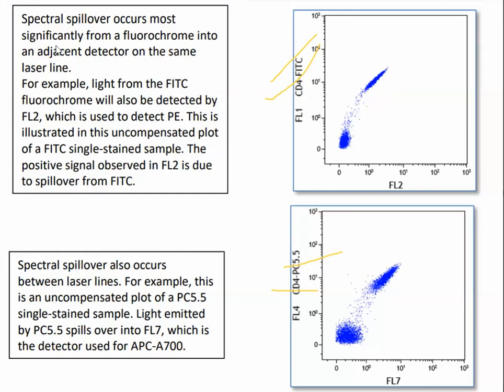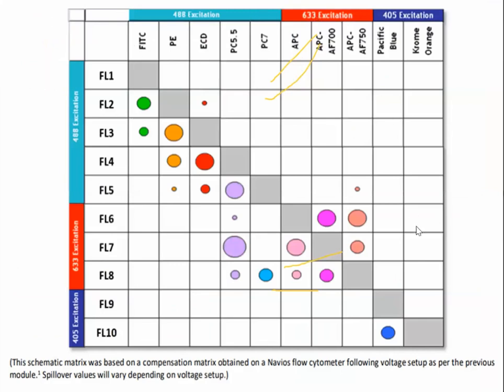So the point here is that spectral spillover occurs significantly from a fluorochrome into an adjacent detector. If you look at the FITC detector, the adjacent detector to FITC is the PE detector. So fluorescence from FITC can commonly spill over into PE. Similarly, spillover would be maximum among tandem dyes and parent dyes. For example, between APC, APC 700 and 750, the spillover will be more when compared to other fluorochromes. So this is a beautiful diagram which shows how the spillover is happening between the fluorochromes.